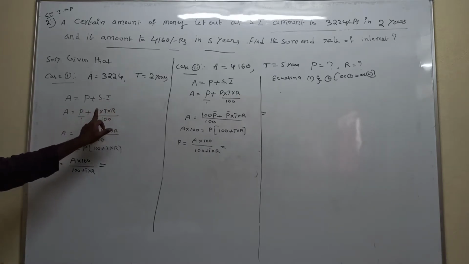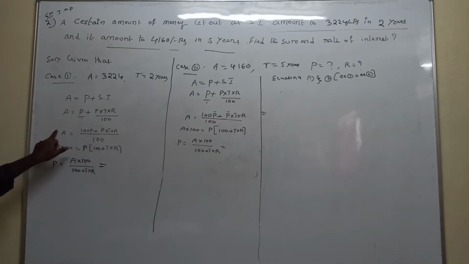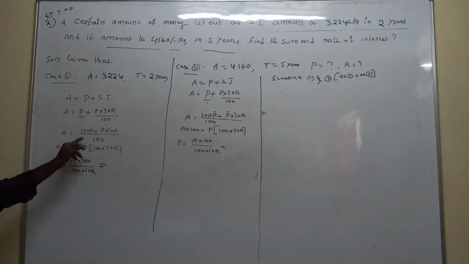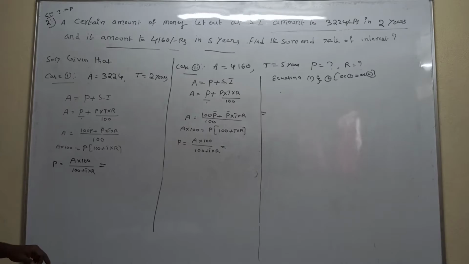Simple interest formula is PTR by 100. Now we are taking LCM. 100 into P is 100P plus 1 into PTR by 100. And cross product to the left hand side, 100 into A divided by, A is equal to, what is the common component here? P is a component. That's why P taking outside, 100 plus TR. If you want P, this value is in the denominator on the left hand side, already numerator is 100A divided by 100 plus TR.